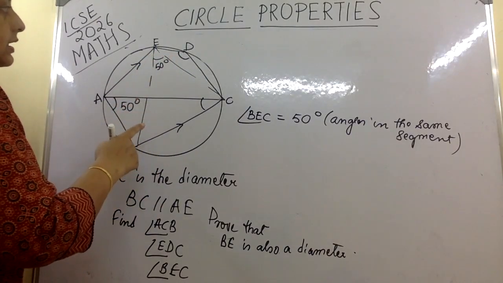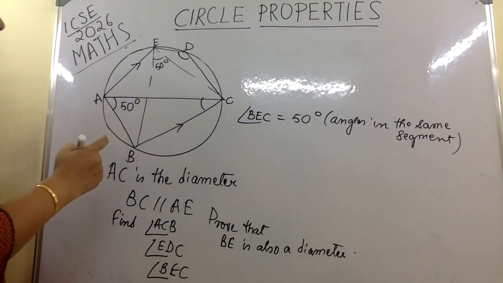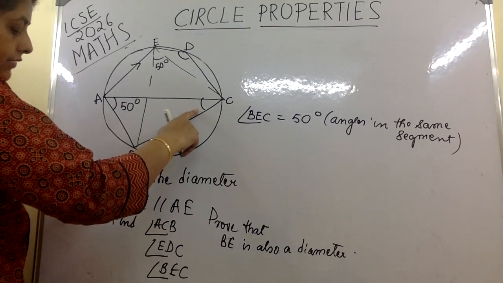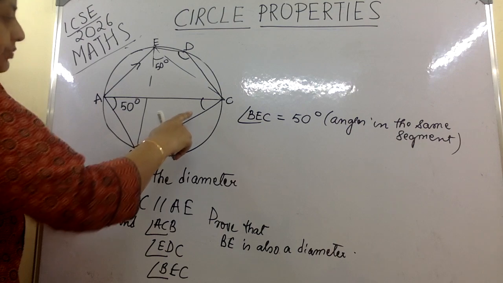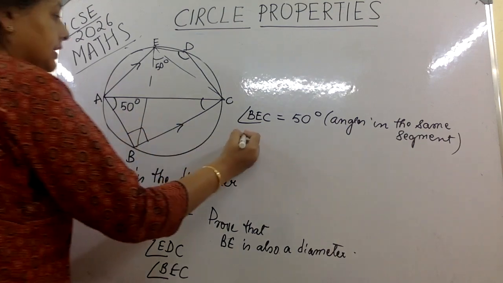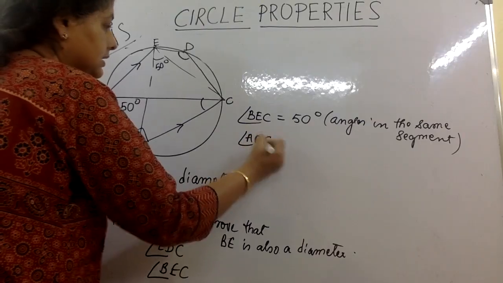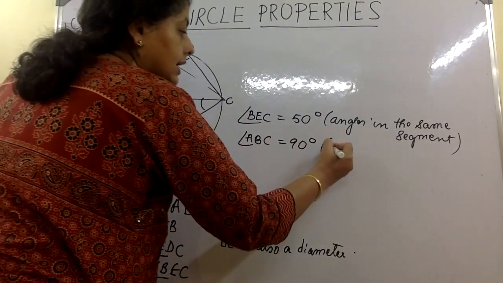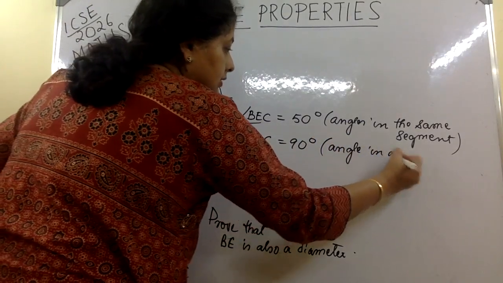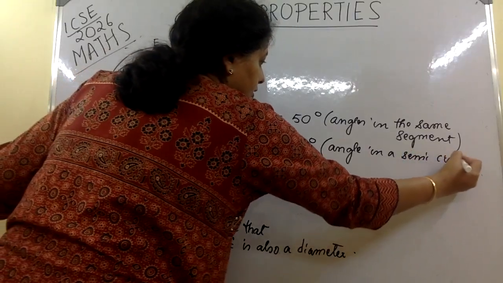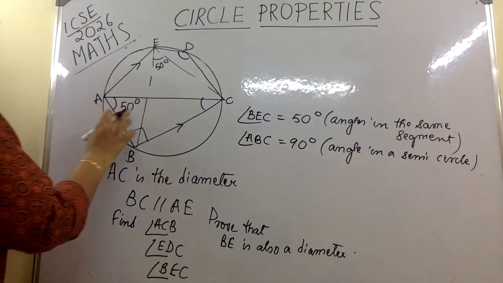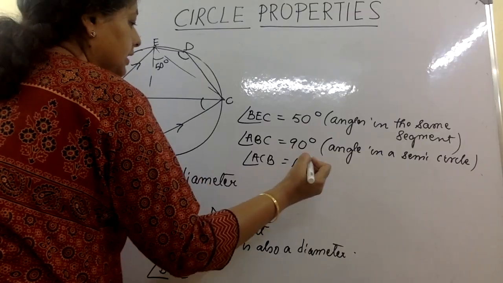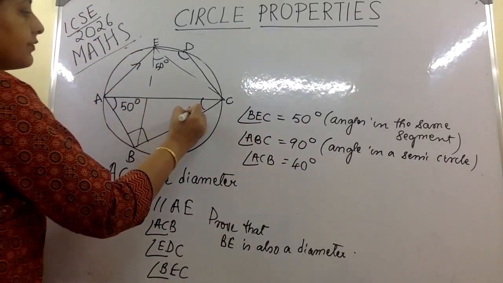Then angle EDC. Now if you see, let's find this angle first. Then we'll see angle ACB. Now angle ABC is equal to 90 degree. This is angle in a semicircle. That is why it is 90 degree. Now we will find angle ACB, which is clearly 40 degree, by triangle sum property. So this is 40 degree.